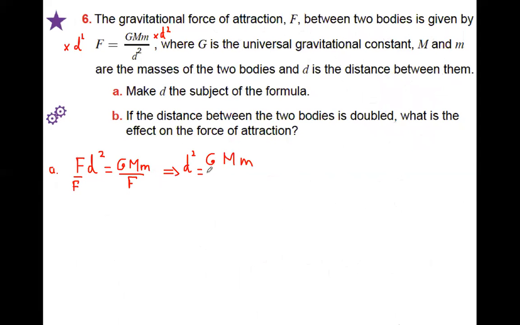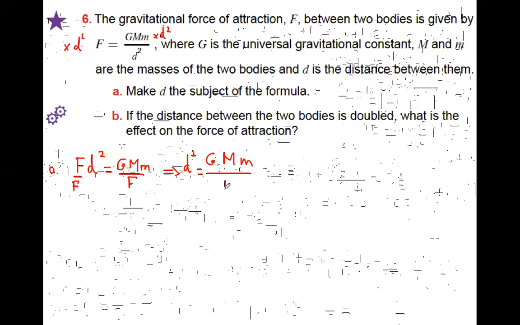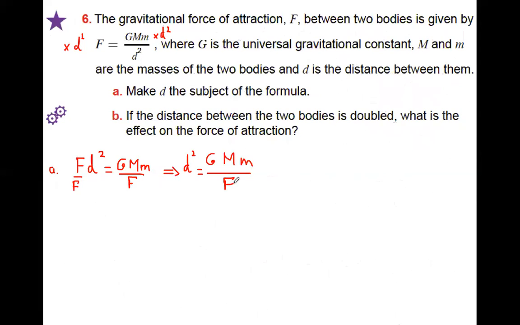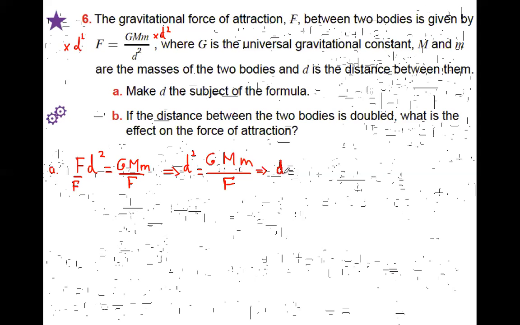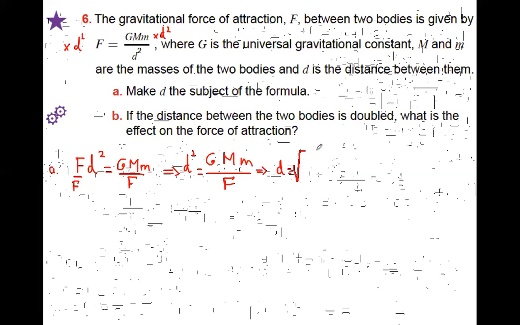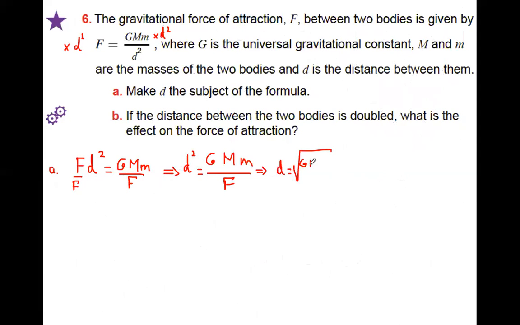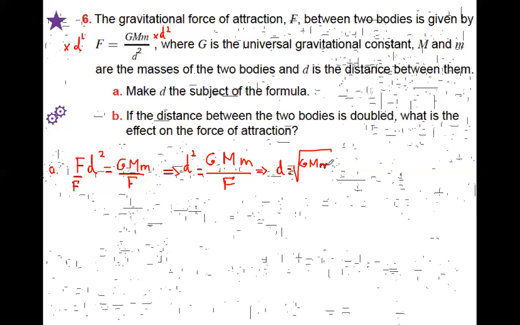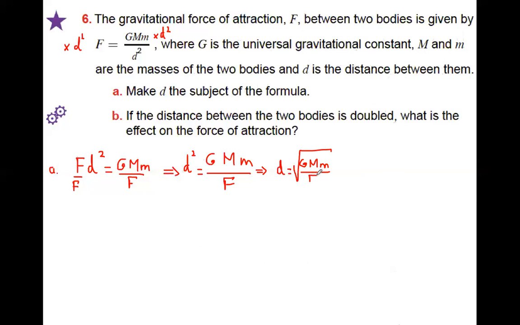And then the opposite of squaring, we said, was taking the square root. Yeah, that will get rid of that square. D is just the square root of GMM divided by F. So that would be worth a couple of marks for that first question.